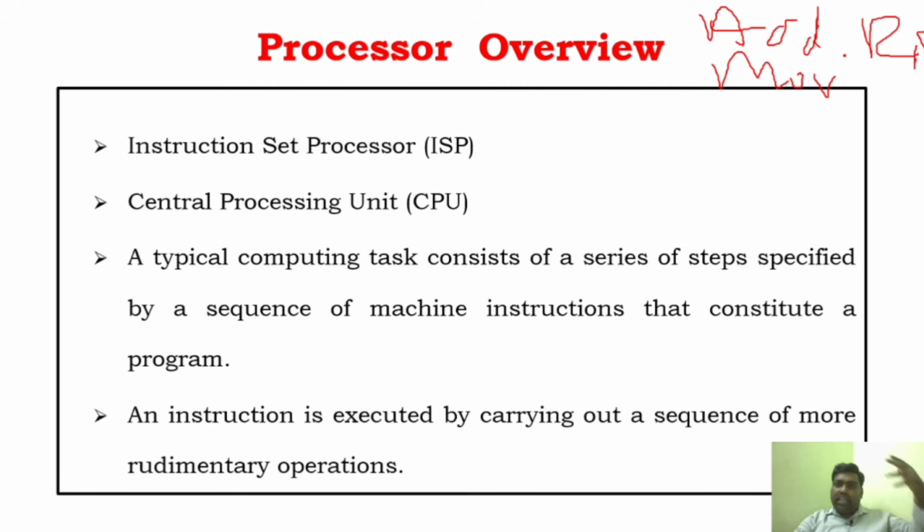A program is nothing but a list of instructions. So all these instructions will be executed by the processor in a sequential order, one by one. It will fetch the instruction from the memory and then execute it. So this particular processor can also be called an instruction set processor, and it is very commonly called the central processing unit, CPU, of the computer.